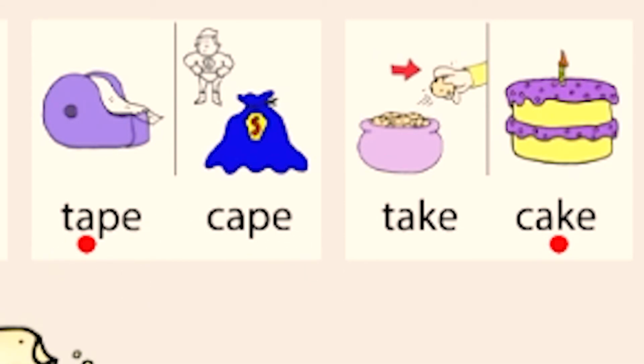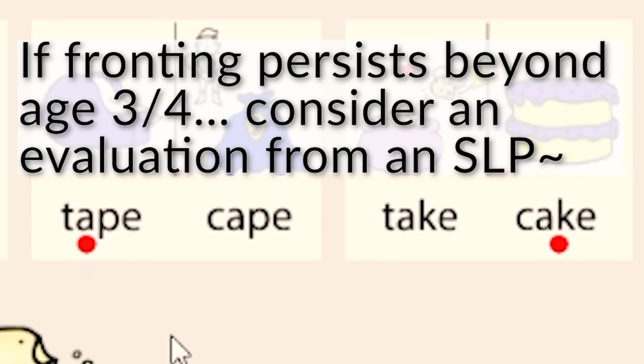I would first work on these listening and auditory discrimination tasks with them, so they can learn that the difference between a T versus K and a D versus G makes a world of difference in terms of meaning and attaching meaning to the world around them.